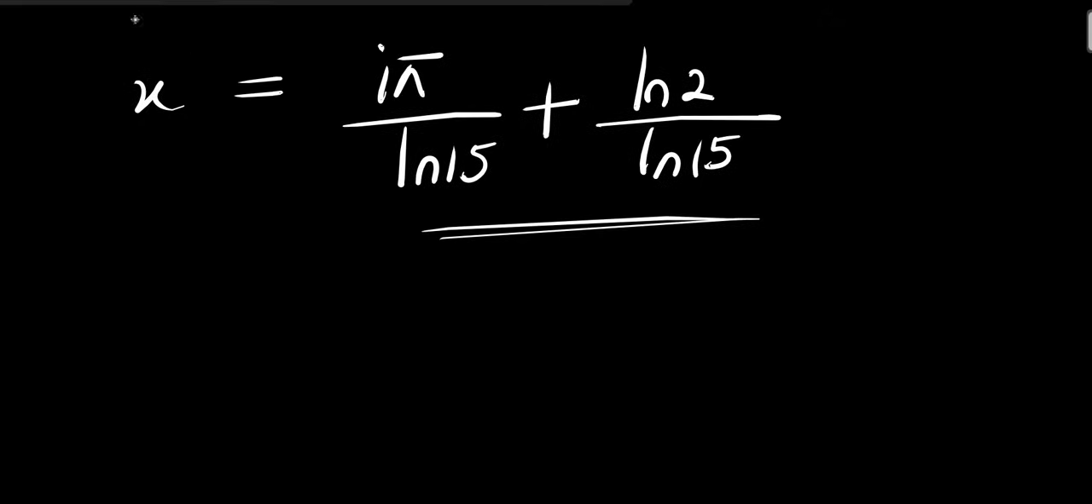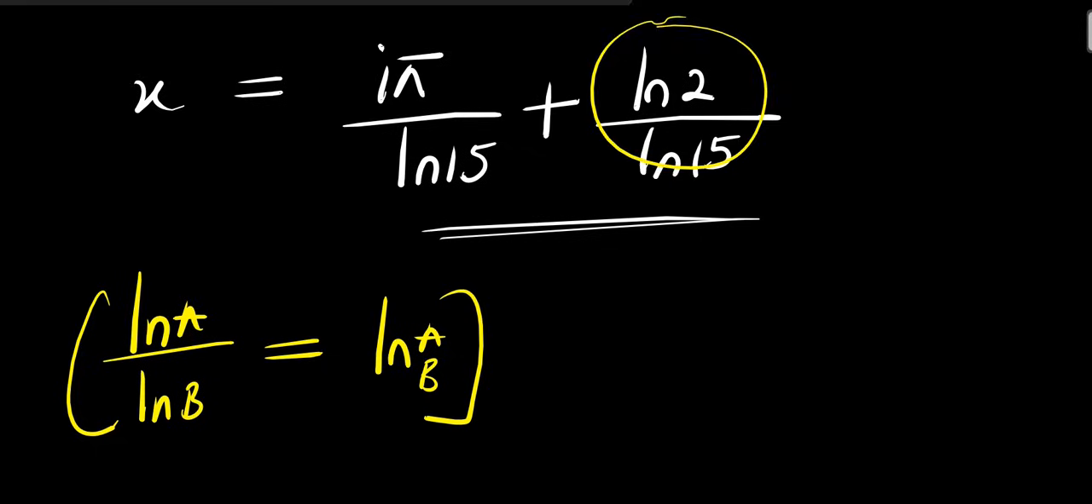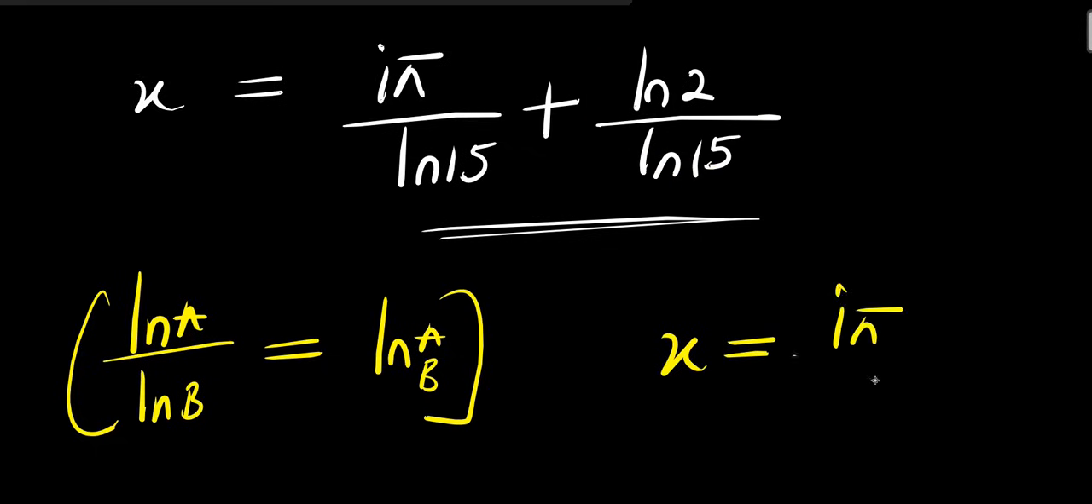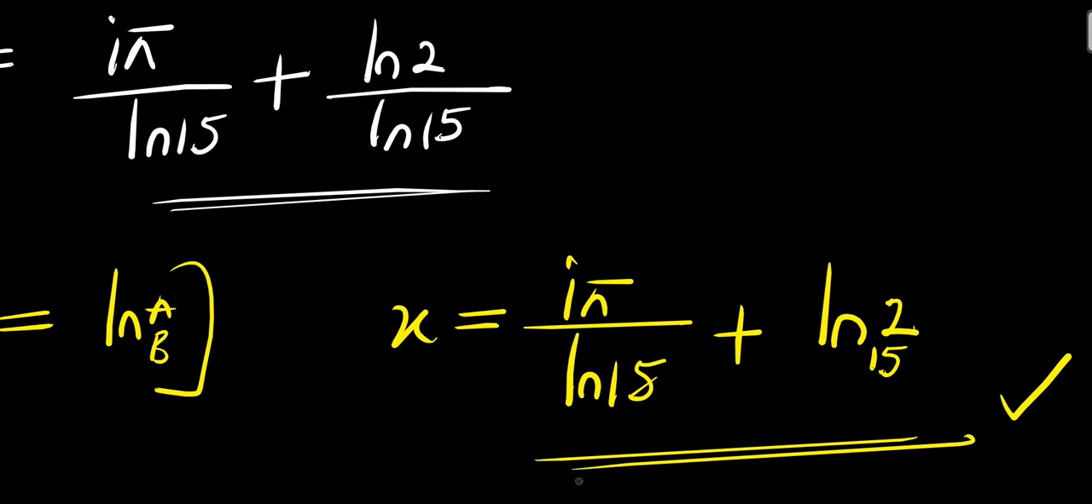We can even further simplify this. For instance, if you have natural log a divided by natural log b, this equals natural log a to the base of b. Applying that here, what I will have is x equals i times pi divided by natural log 15 plus natural log 2 to the base of 15. So this becomes our answer.